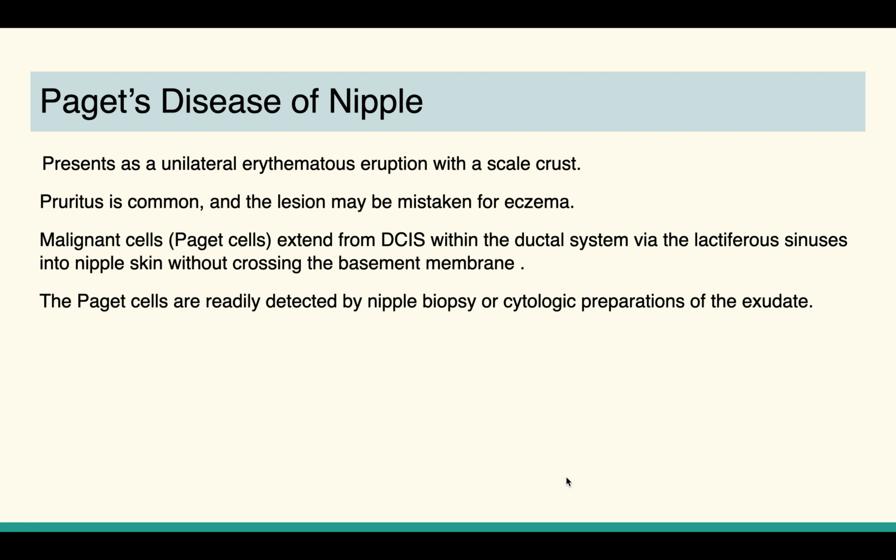Now going to Paget's disease of the nipple. What is it? In this, the patient presents with an erythematous eruption over the nipple. The patient has a scale crust. It appears as if the patient has eczema, because the patient will present with pruritus, having a scale crust over the nipple. Paget's disease of the nipple can present as eczema also.